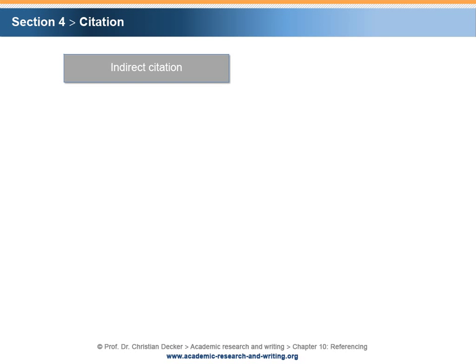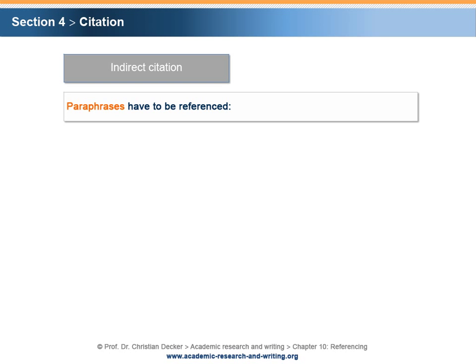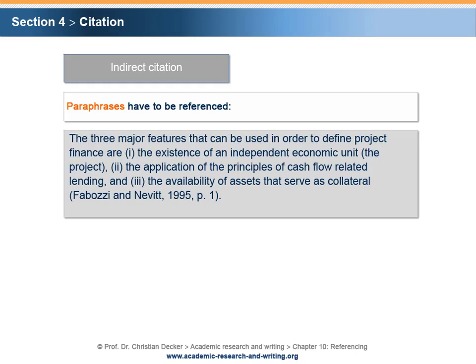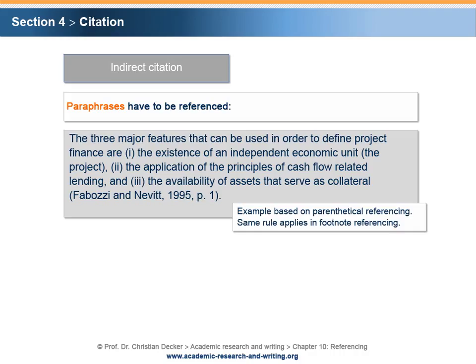Indirect citations or paraphrases have to be referenced as well. This is demonstrated in the following example. This example of an indirect citation is based on parenthetical referencing. The same rule applies in footnote referencing. The details of parenthetical and footnote referencing will be discussed in sections 4 and 5.